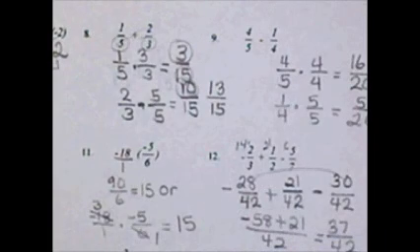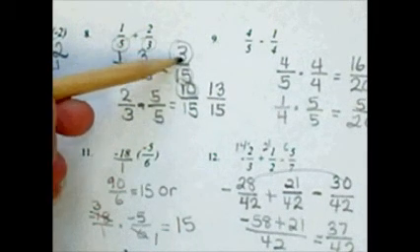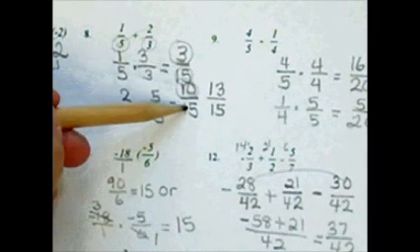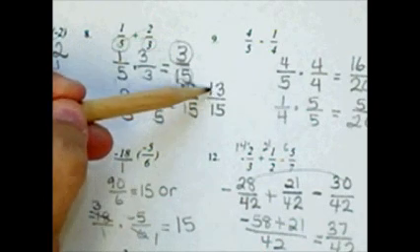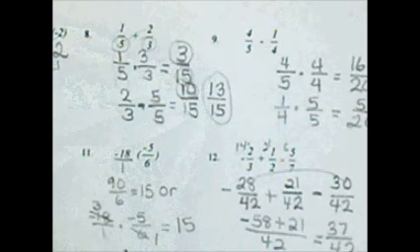So that's where that comes from. Alright, then I'm going to add these two fractions together. Once the denominators are the same, I add my numerators. So 10 plus 3 is 13. So my answer is 13 over 15.